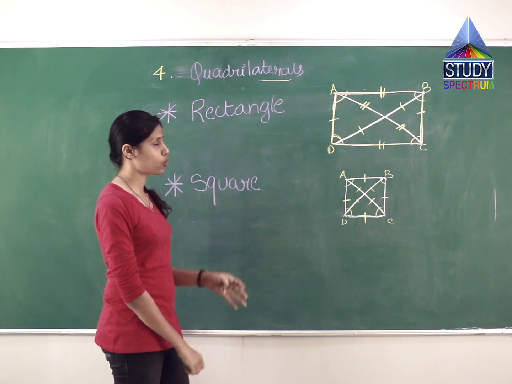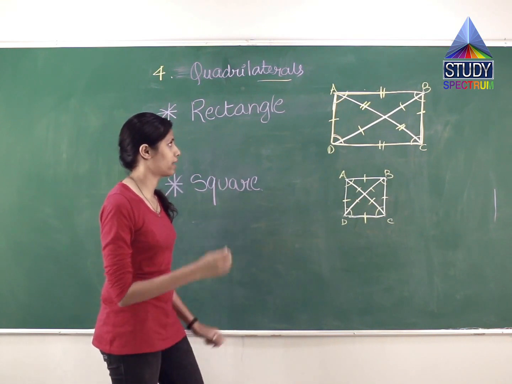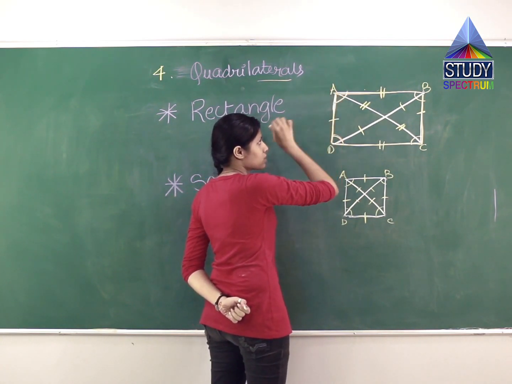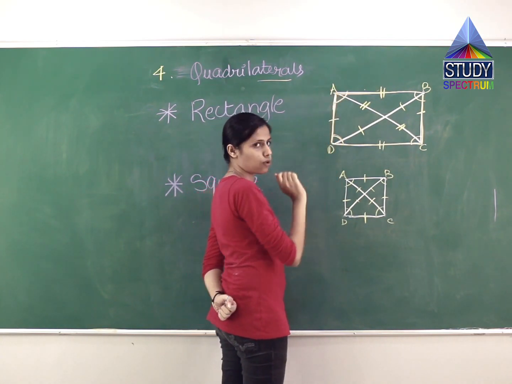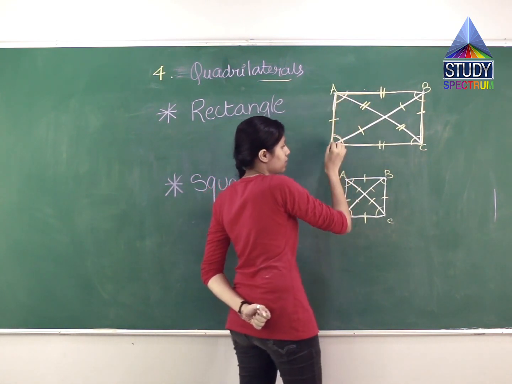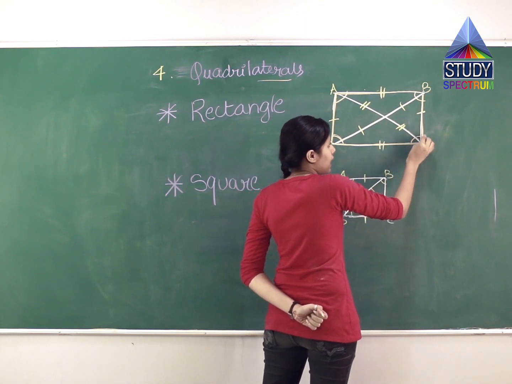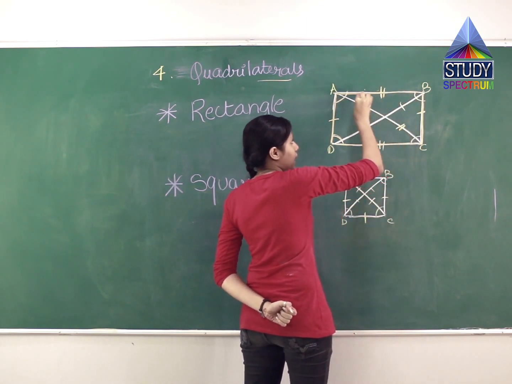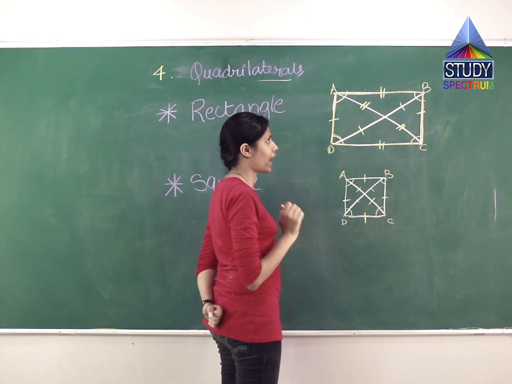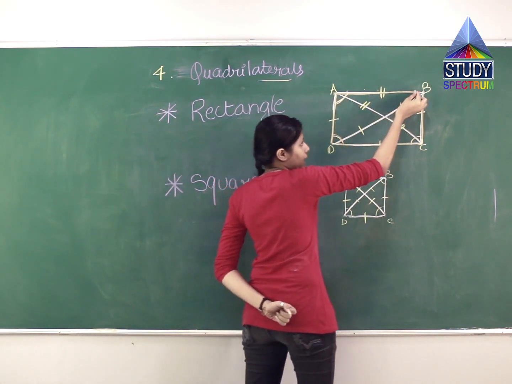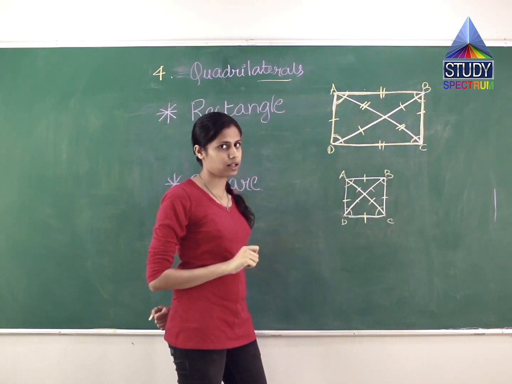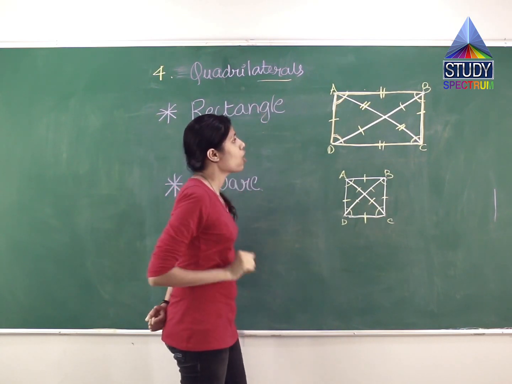Third and the fourth type of a quadrilateral, which is a rectangle and a square. Similar to the previous parallelogram and the rhombus, rectangle also has four sides because it is a quadrilateral. So it has four sides: length AD, length DC, length CB, and length AB. It has four sides, so it ultimately has to have four angles: angle A, angle B, angle C, and angle D. So it has four sides and four angles. So what is it? Yes, it is a quadrilateral.